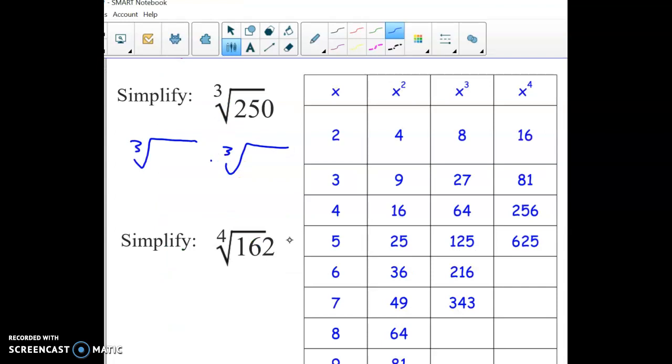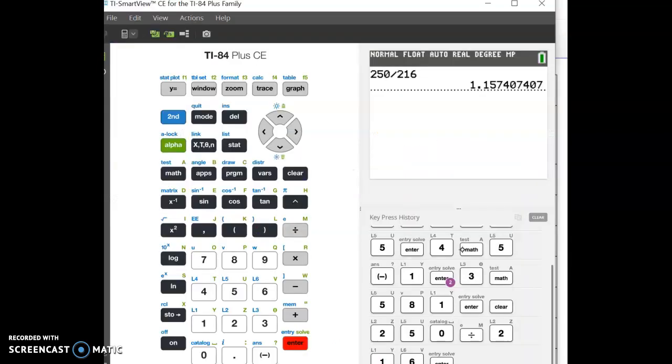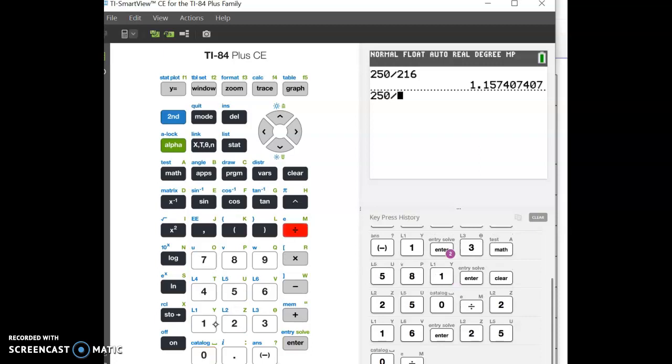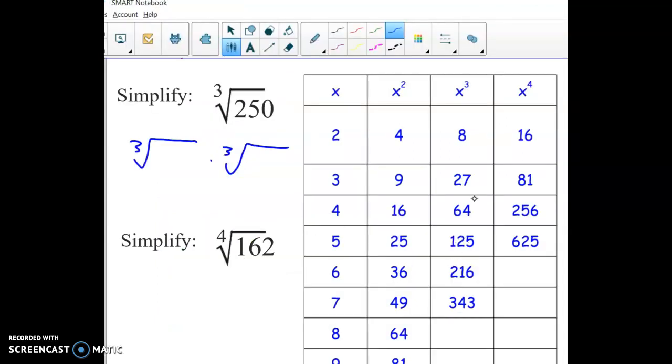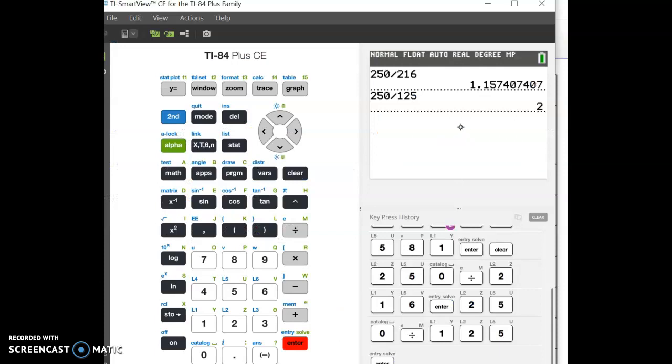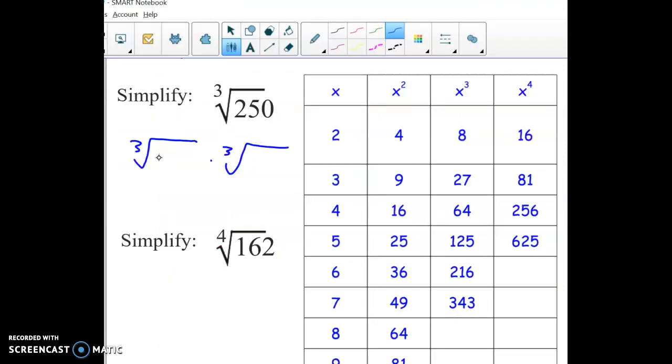divide it, and if that doesn't come out evenly, then go down to the next one and try 125. I'm going to do 250 divided by 125. Okay, since that came out evenly, I can stop. If it didn't, I would just keep dividing by the next one down, but that one worked. So it's going to split into 125 times 2. And then the cube root of 125 is just 5. So I get 5, the cube root of 125 is 5, and then the third root of 2.